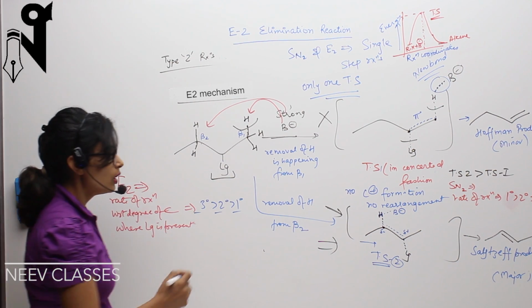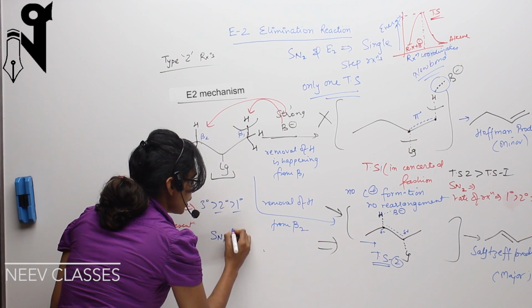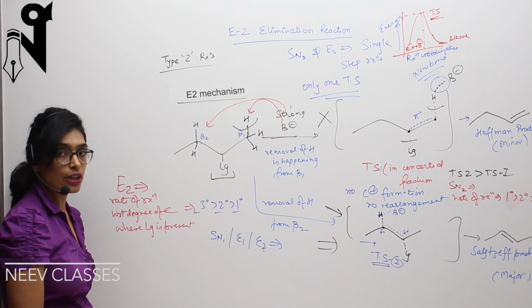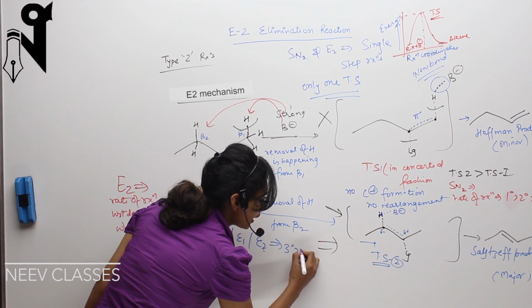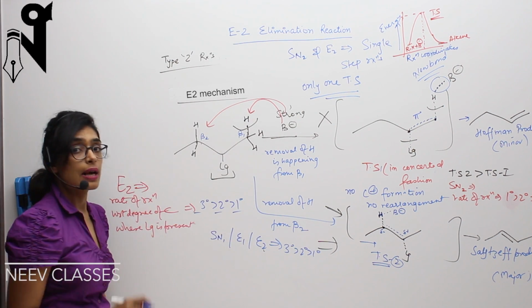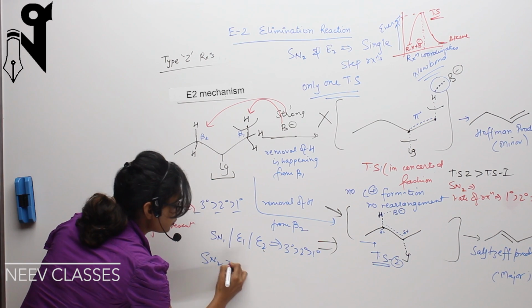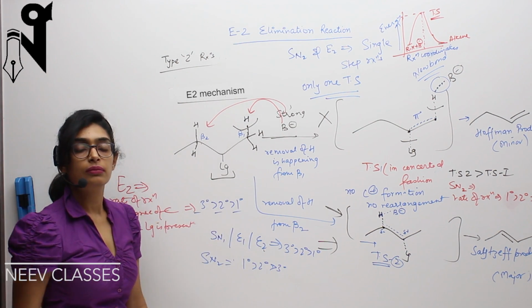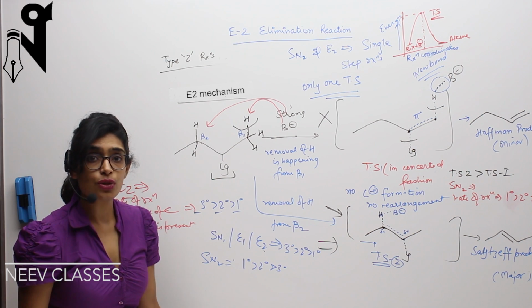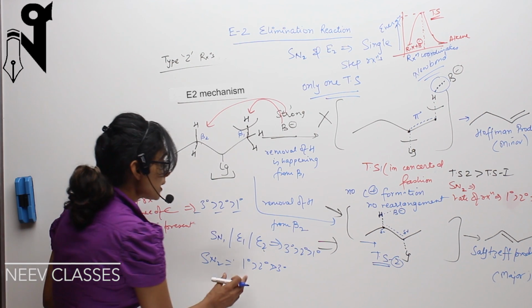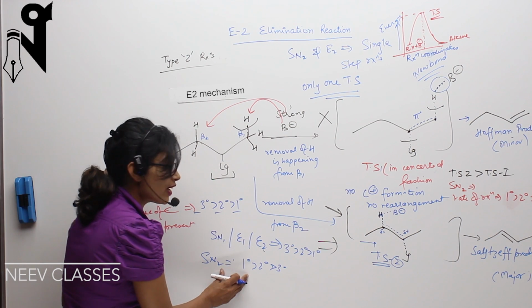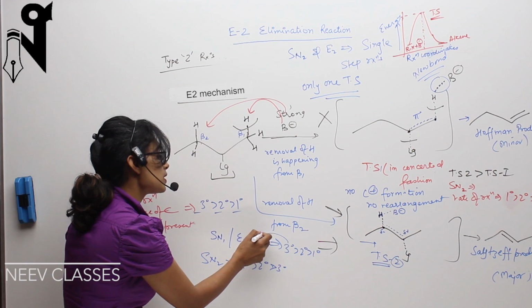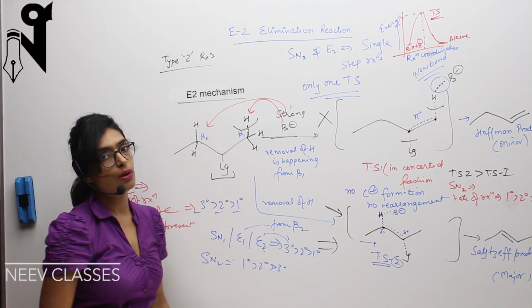So what we have got now is that Sn1, E1 and E2, all three follow the same rate of reaction order, that is tertiary, secondary and primary, whereas Sn2 follows primary, secondary and tertiary. So it is very easy to figure out the Sn2 reaction. Why? Because Sn2 will show the fastest reaction with primary, whereas tertiary will show the fastest reaction towards E2 also, E1 also and Sn1 also.